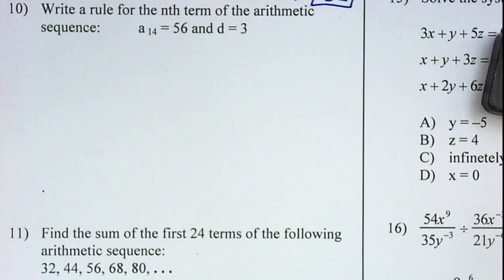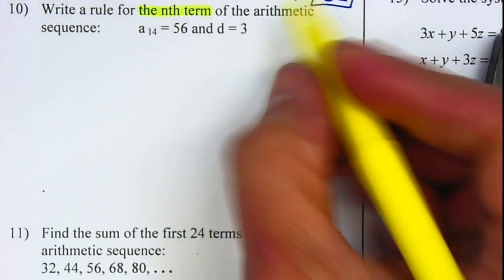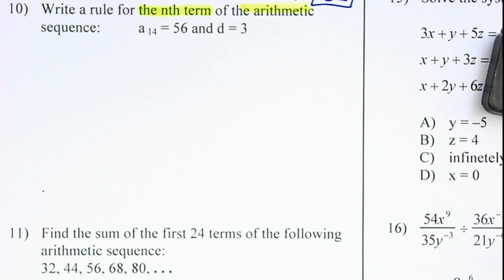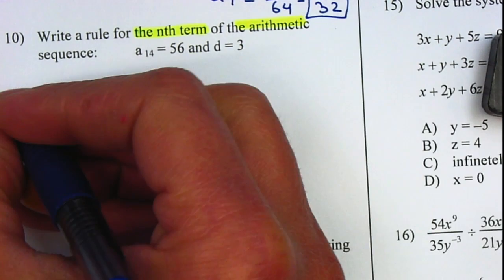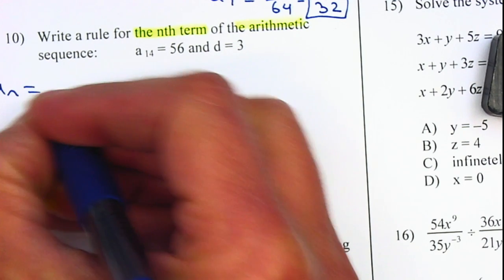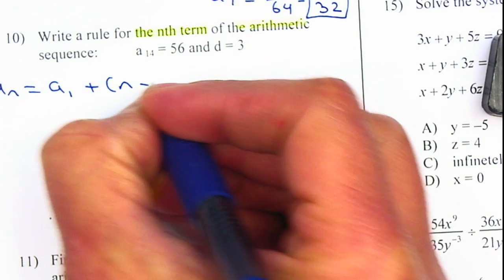The rule for the n term. So I'm looking for the n term of the arithmetic sequence. I need to be able to find the n term. Arithmetic, so it'll be a sub n equal to a sub 1 plus n minus 1 multiplied by the difference.